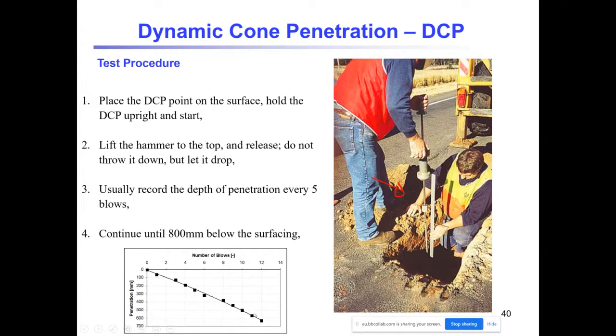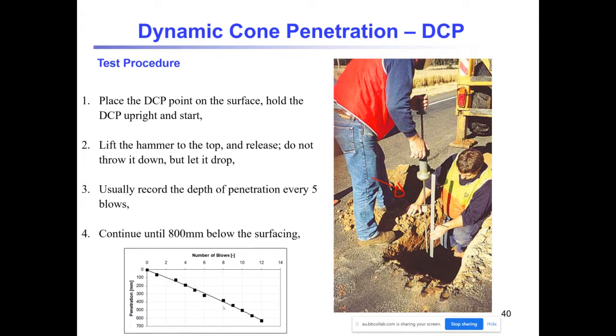And then we draw the results. The horizontal axis is the number of blows, and the vertical axis is penetration, in millimeters. How can we determine this DCP? DCP is somehow the slope of this line. So if I want to explain it very simply, the slope of this line will give you the value of dynamic cone penetration, DCP.